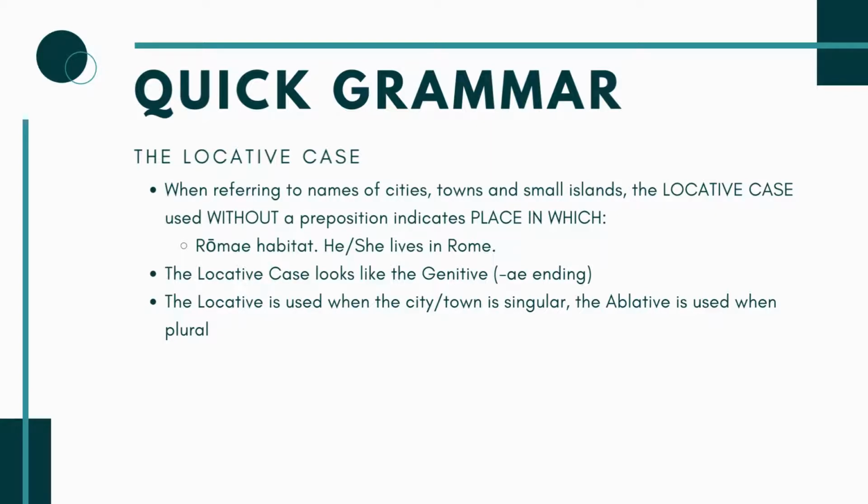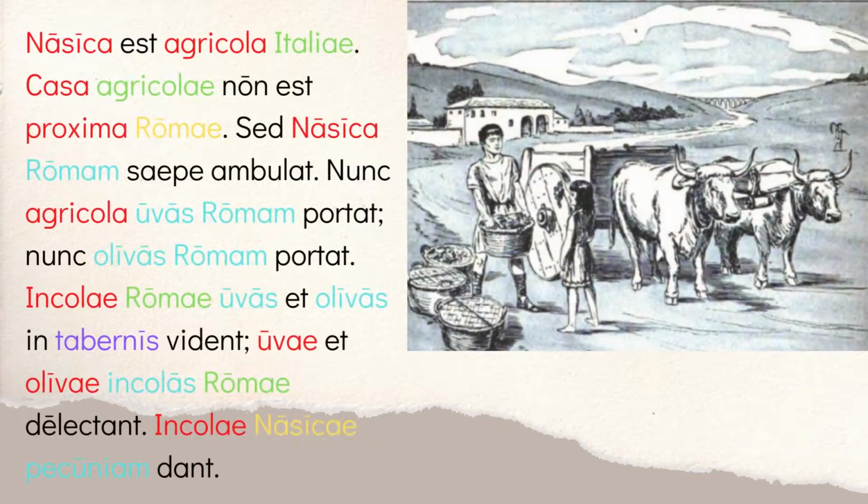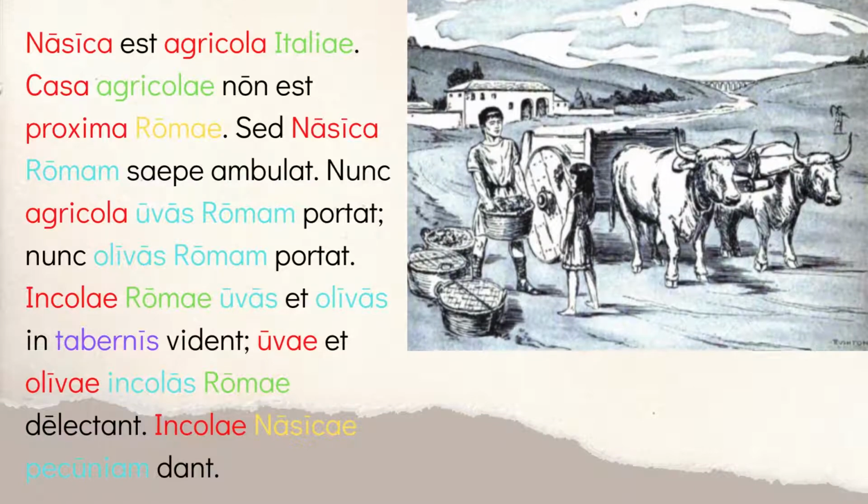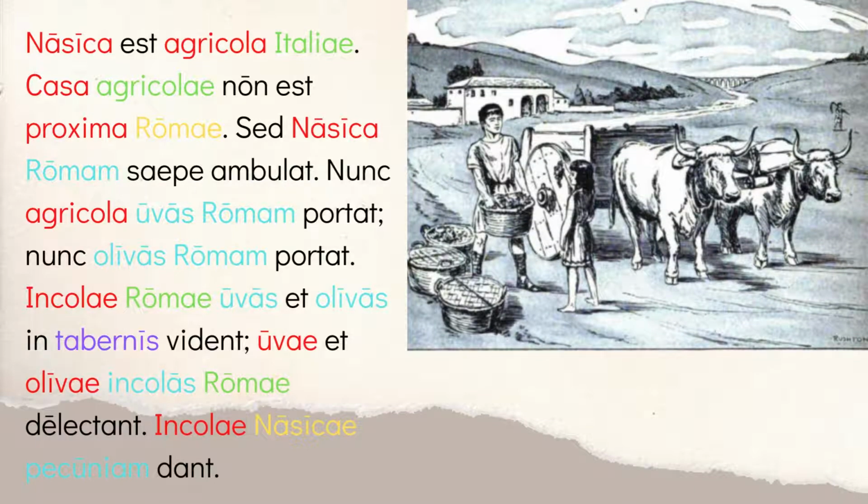Like I said, once you feel like you have all that under control, the vocab, the grammar, you'll be ready to go. So the story starts with a new character. You have Nasica, right? Nasica est Agricola Italiae. So Nasica, there's our character, is a farmer of Italy, right? So just like a Roman farmer is the idea, an Agricola. Casa Agricolae non est proxima Romae. So here you're saying the house of the farmer, genitive, Agricolae, is not, non est, proxima, not nearby.